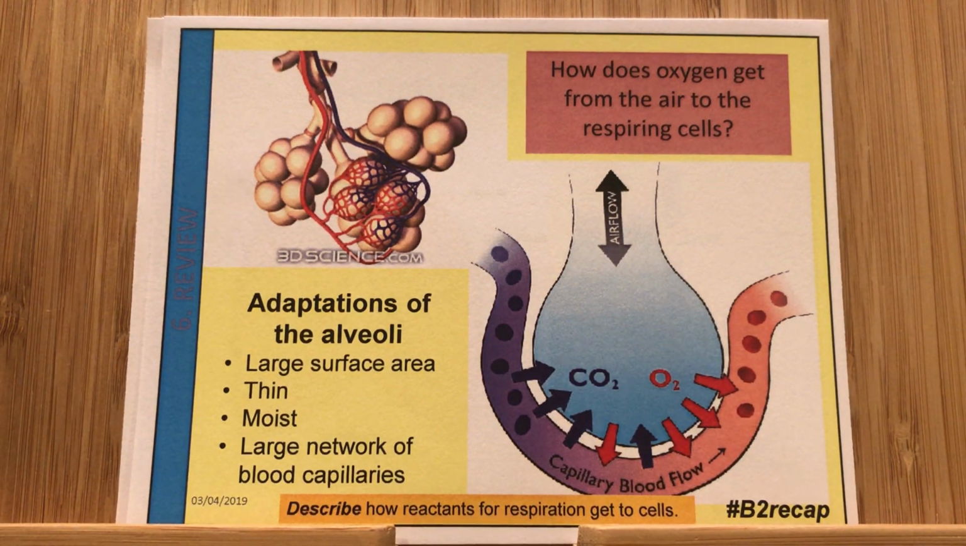We've got adaptations of the alveoli, large surface area, we say it so many times in biology, that allows lots of molecules to move across at any one time. Thin, so it means that the molecules have less distance to travel. There's moisture there because the molecules need to be dissolved. The gases don't move across as gases, they move across as dissolved molecules, and large network of blood capillaries. Lots of places to allow the carbon dioxide to be dropped off and to collect that oxygen.